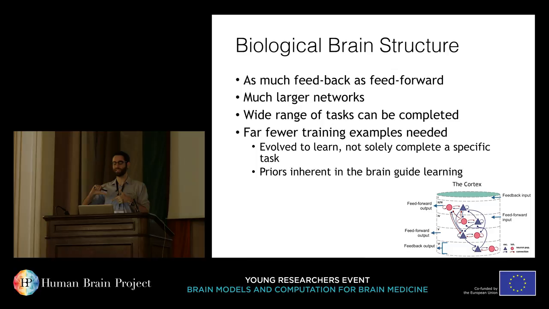And obviously then I can't use the same agent to play chess. It's very specific to that one certain task. And that's generally the current state of artificial intelligence as it is right now.